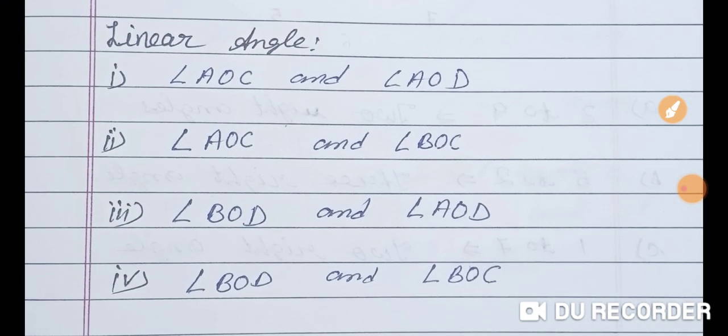Now linear angle. Which angle? Linear angle. So for the linear angle, you can tell that two adjacent supplementary angles form a linear pair. Okay, my dear.